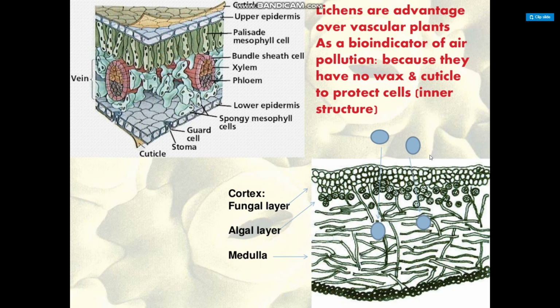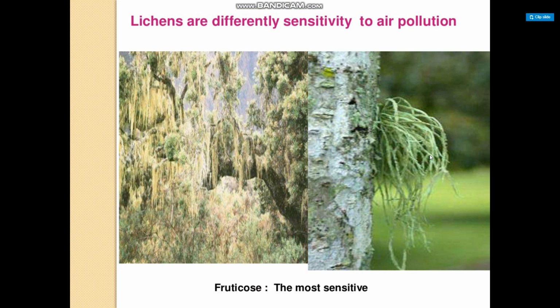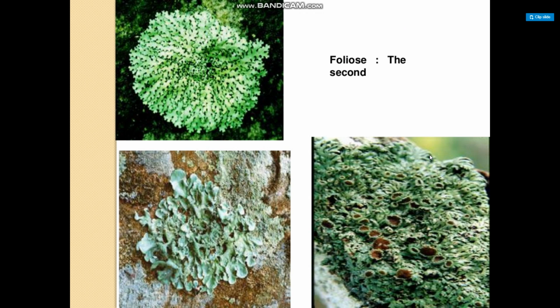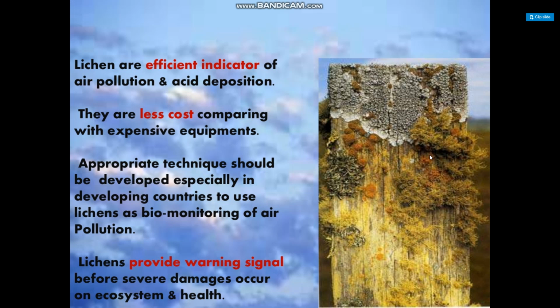cuticle to protect the inner cell structure. As a lichen pollution indicator, red bark is normally covered by a mosaic of white lichen, but no lichen can grow in polluted air. Lichens are differently sensitive to air pollution. Fruticose is the most sensitive, foliose the second, and crustose the most resistant. So basically lichens are efficient indicators of air pollution and acid deposition.